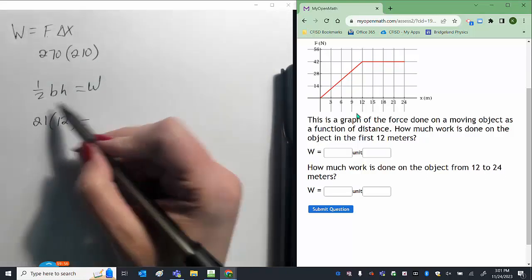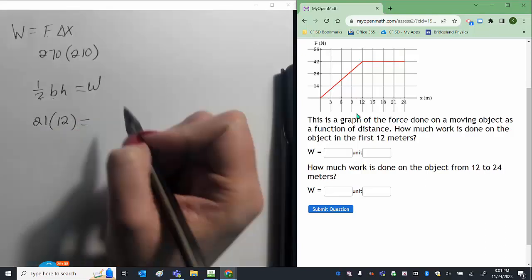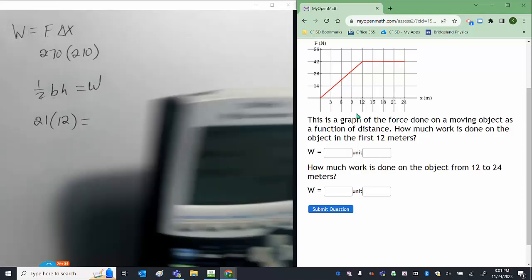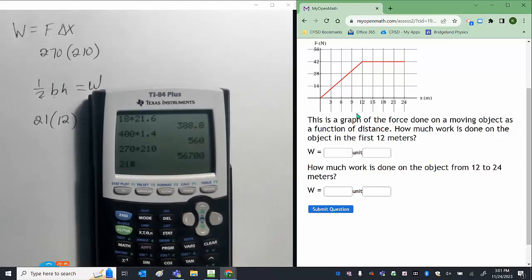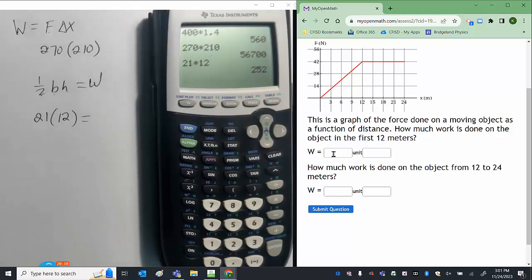But that's what this is, 1/2 base times height. Okay, so I did 1/2 of 42, and then I multiply it by the 12. So 21 times 12 gives us 252, and our unit, of course, is joules.